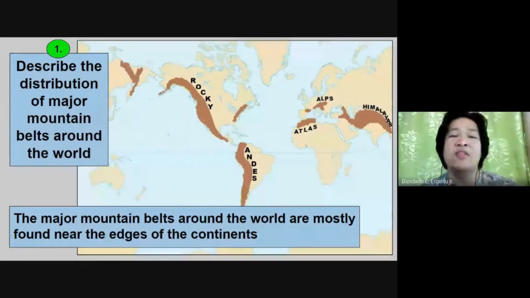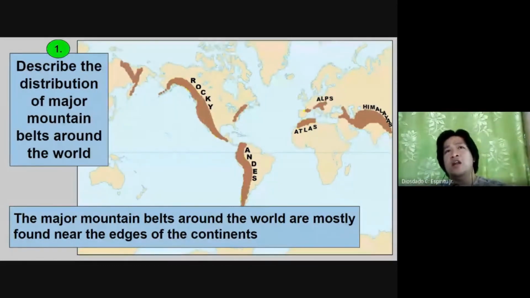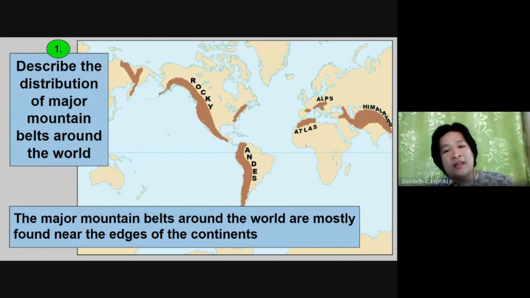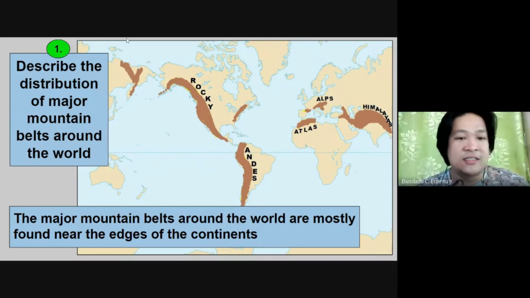So the mountains basically, guys, are not randomly found in different locations, different continents, or different countries. They are not randomly located in different areas. You can really find these mountains in a particular region. And in this case, we can see in the map that they are found at the edges of the continents.